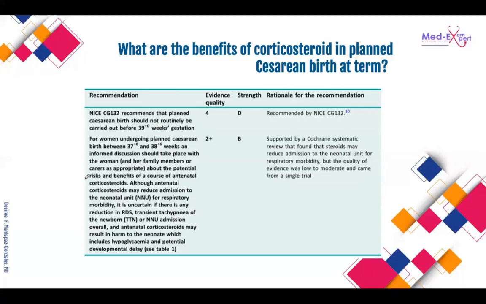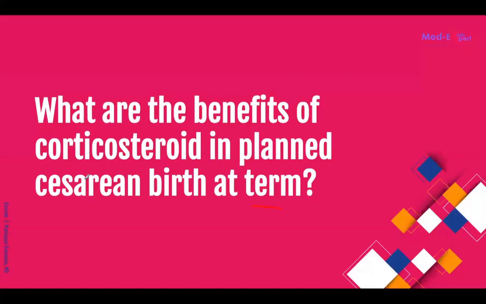So you can see here that, okay, before we go to that guideline, I would like to ask another question. When do we schedule cesarean section? You are all doing cesarean section. If it is a planned cesarean birth, when do you schedule it? After 38 weeks. At least 39 weeks. Okay, so some says 38, some says 39.